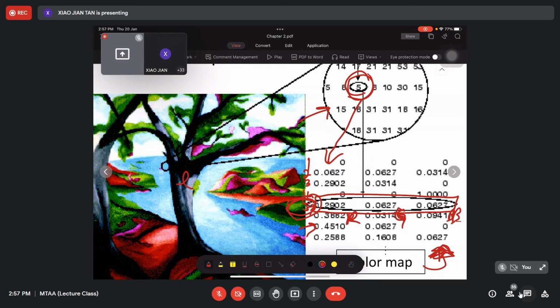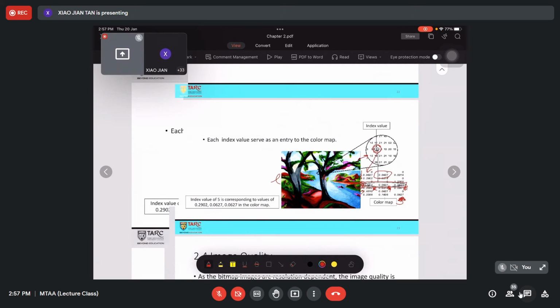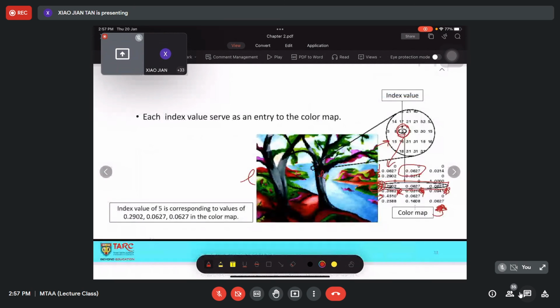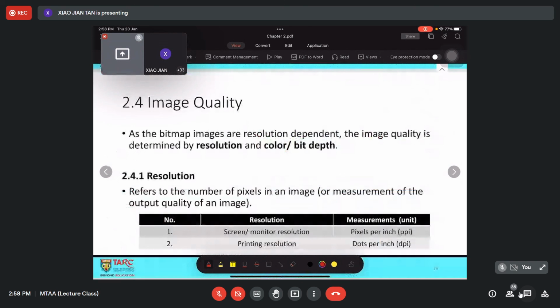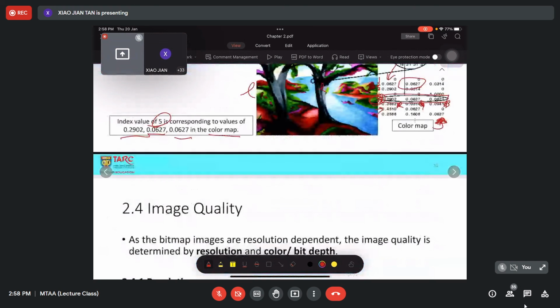Again, this one is normalized, which means it is in a range of 0 to 1, not 0 to 255. So index value 5 corresponds to the value 0.2902 and so on in the color map. This is how you retrieve the data from an index image. It's a bit different. I think I will stop here. We will continue with image quality in the next lecture.